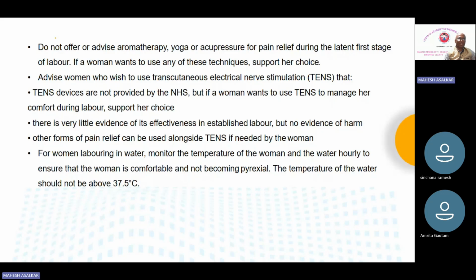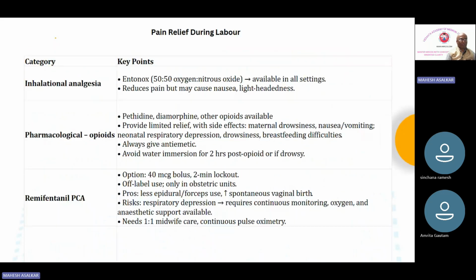For women laboring in the water, here also there is an SBA. Monitor the temperature of the woman and the water hourly to ensure that the woman is comfortable and not becoming pyrexial, and the temperature of the water should not be above 37.5 degrees. So this is the important thing about the water bath.